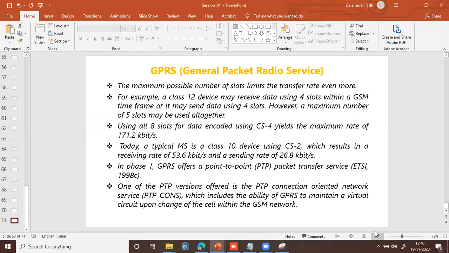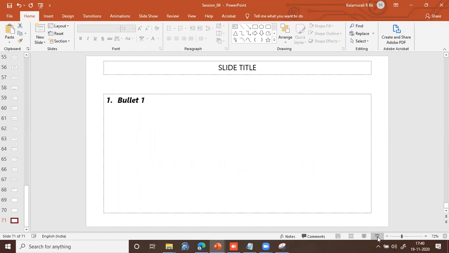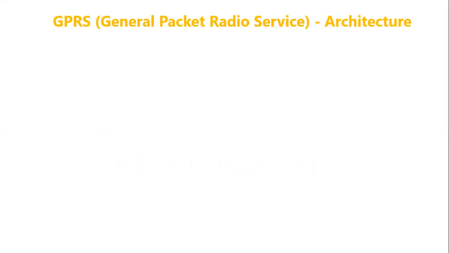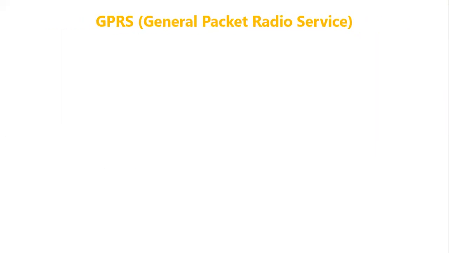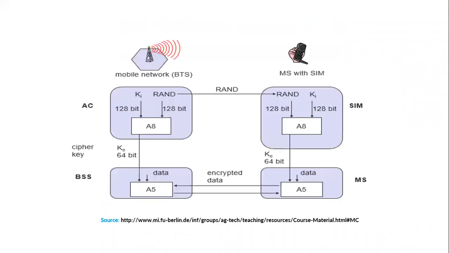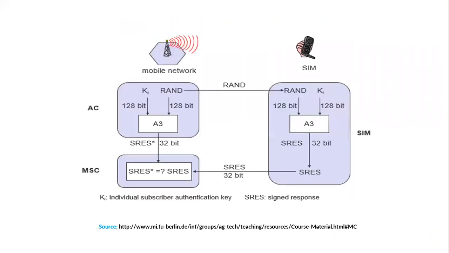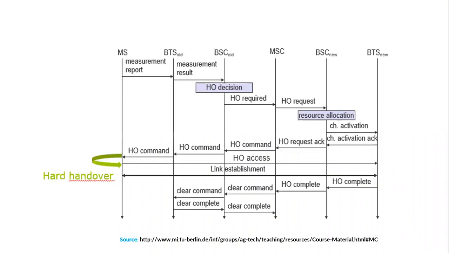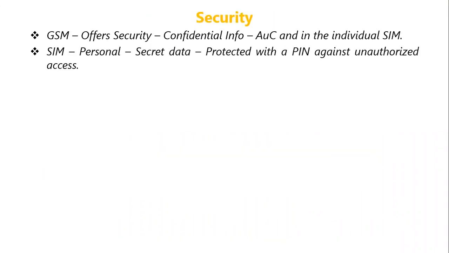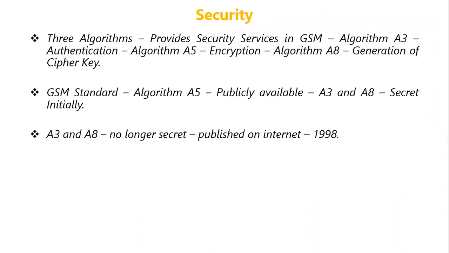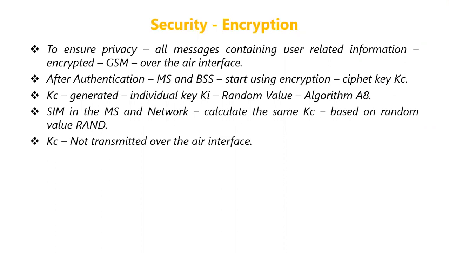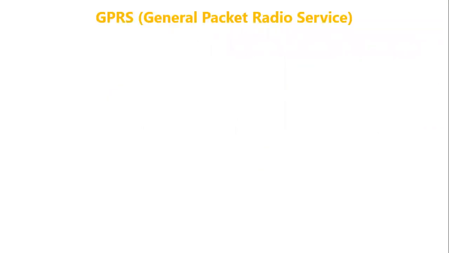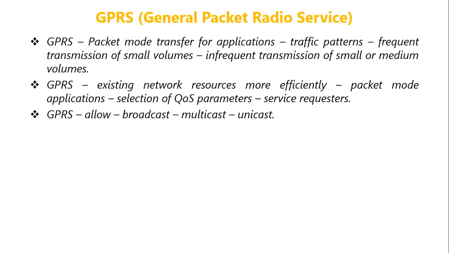So what we have discussed in detail is GPRS. GPRS basically provides data service for the mobile users. GSM basically provides voice service, and GPRS provides the data service. What are the different types of services it provides, and what are the various components in the GPRS architecture? All these things we have discussed.